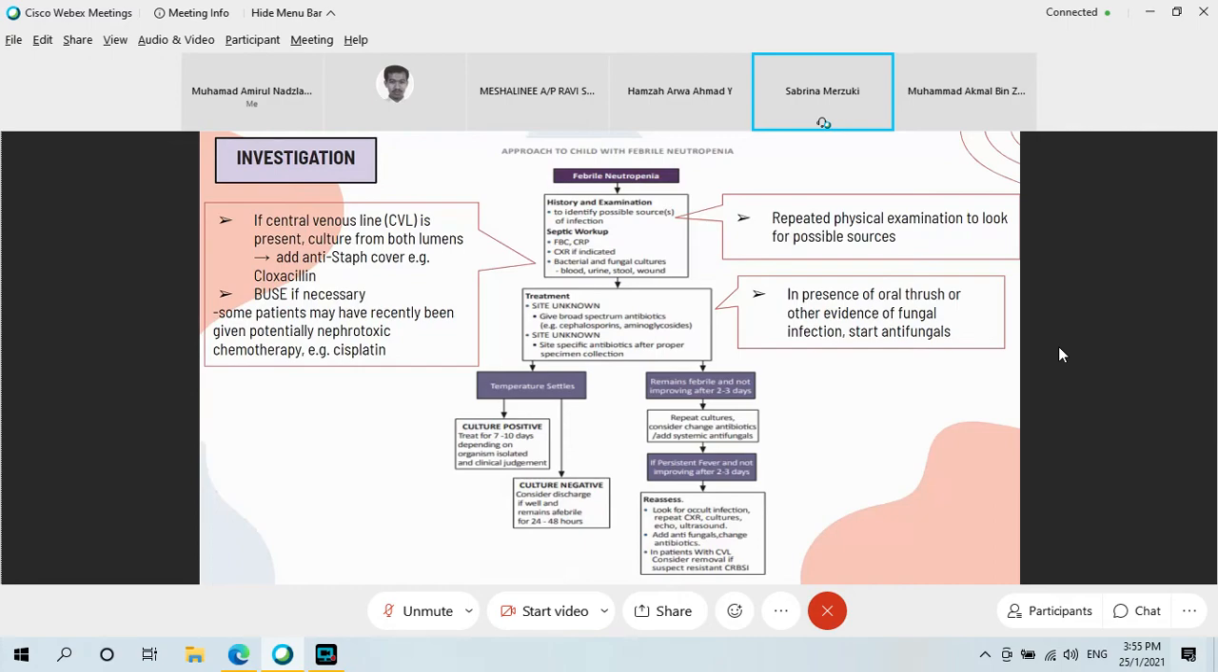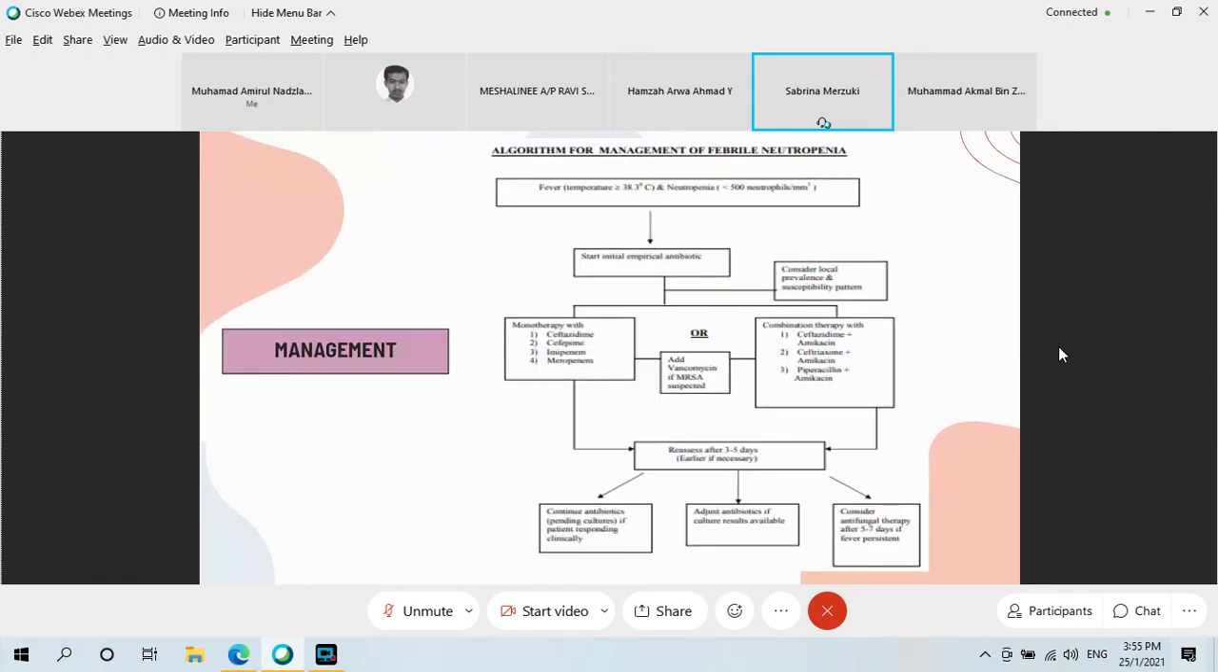And then the last one is for the management. So as I said just before, febrile neutropenia is a medical emergency. So patients need to be treated empirically. Patients can be treated either by monotherapy or combination therapy, but monotherapy is safer because it consists of just one drug only, which is cephalosporin.